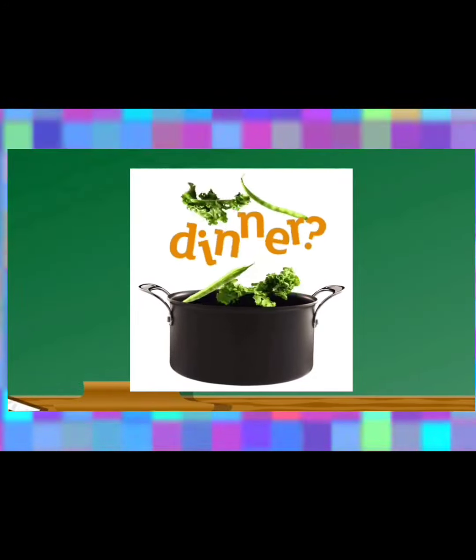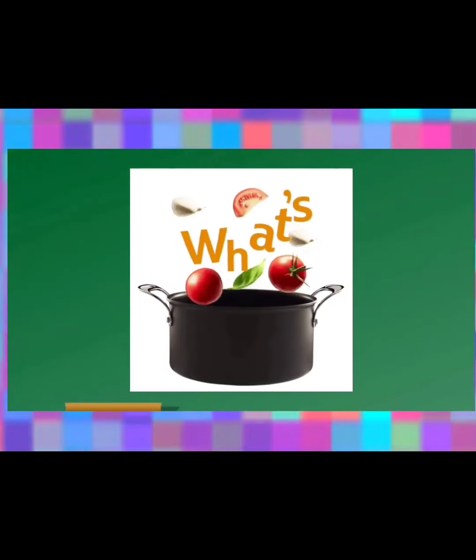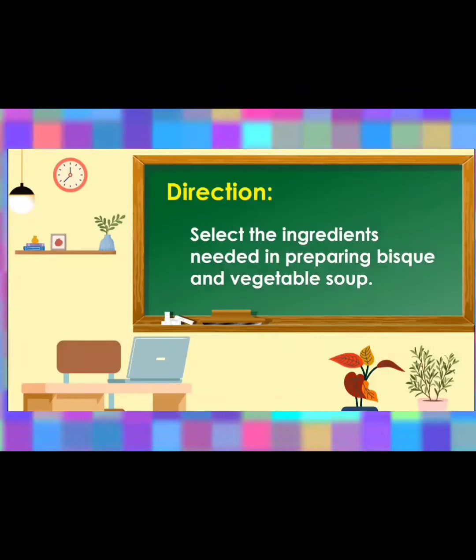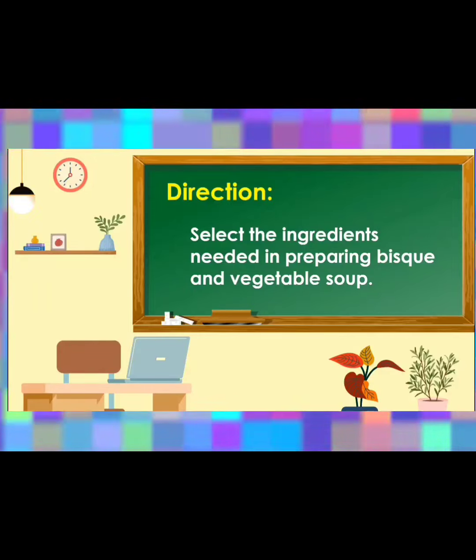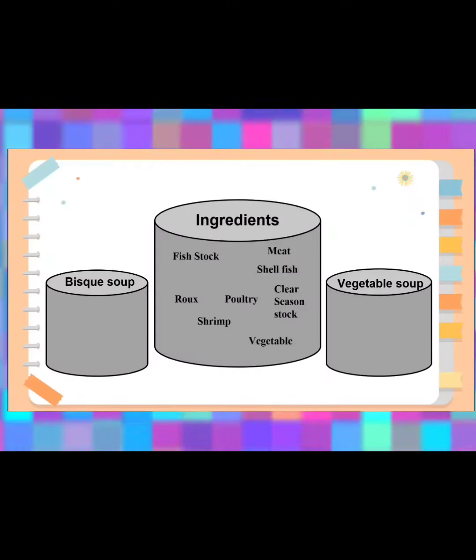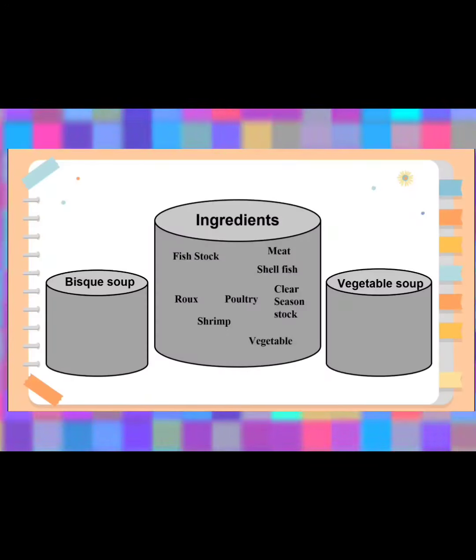Now, moving on to our first activity. The name of the activity is Shoot Me in the Pot. Direction: select the major ingredients needed in preparing bisque and vegetable soup. I'll give you 10 seconds to answer.